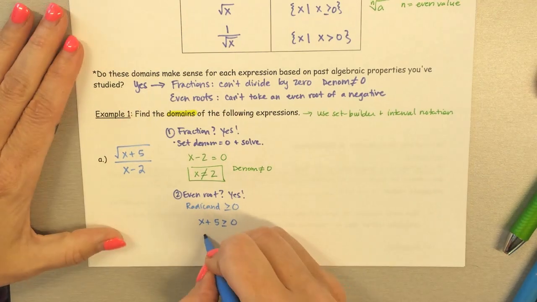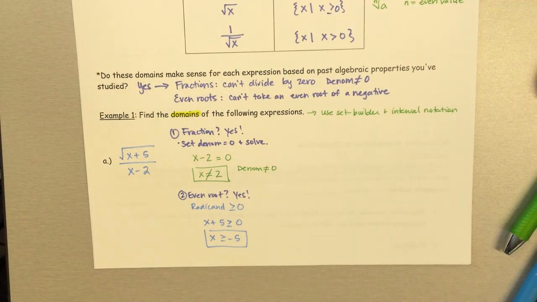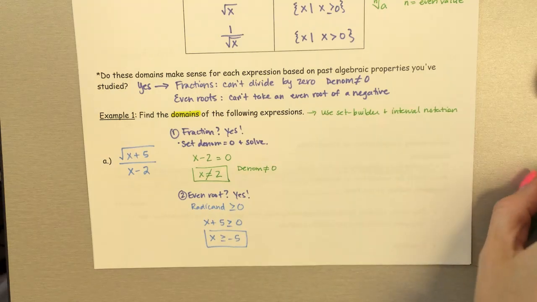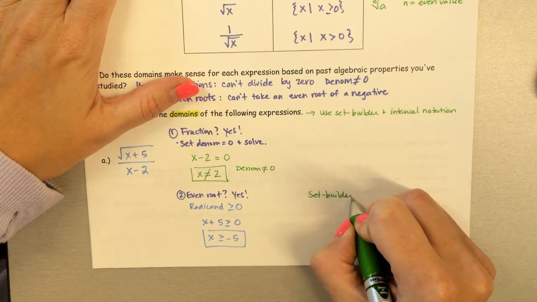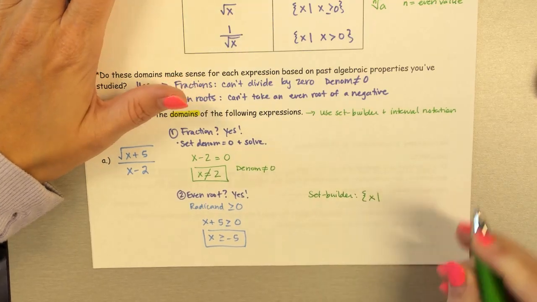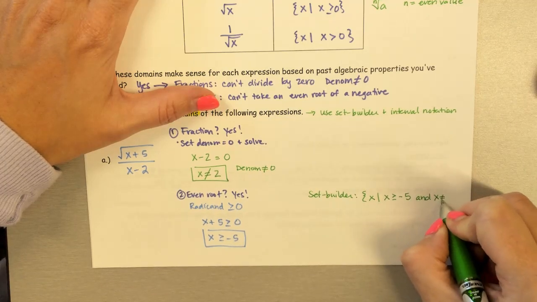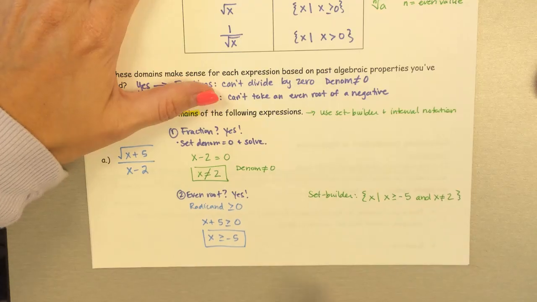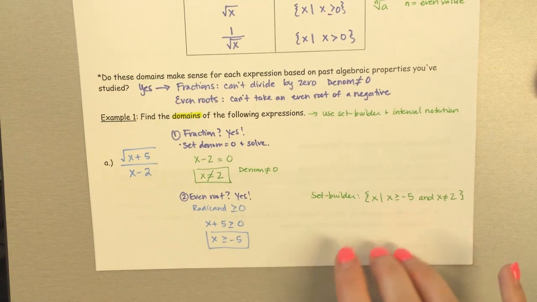Okay, so I'm going to move over the negative 5. Okay, so I have these two here, and then I have to combine those. So when you're doing them in set builder notation, you can just say x such that x is greater than or equal to negative 5 and x cannot be 2. You want to say the "and" because both of those happen at the same time. This is the quicker way to do it.